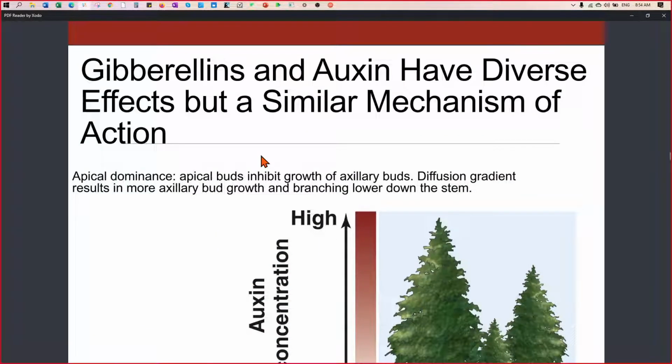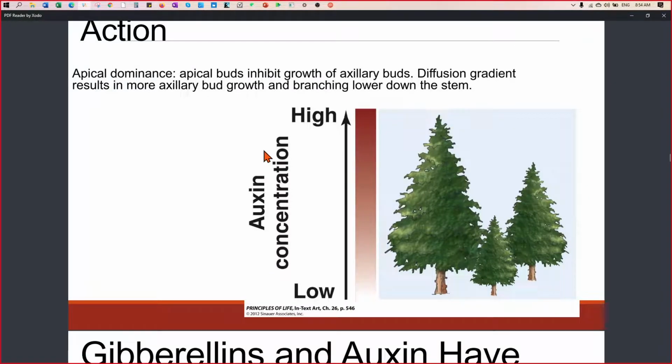How about at the level of the entire plant? If you have a tree like this and you measure auxin from the base to the peak of the tree, you're going to see that the auxin concentration is actually rather high at the base of the plant canopy compared to the top of the canopy. So that's why the bottom of the plant canopy is a lot bushier, because auxin promotes growth.